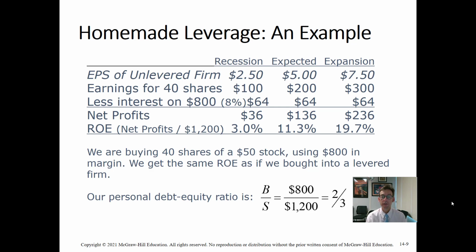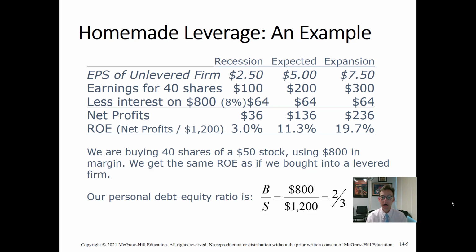So, how much equity do I have? 40 times 50 is 2,000, minus the 800 that I owe gives me 1,200. So I have 1,200 equity in my account. And so when I divide 36 by 1,200, I get 3%.